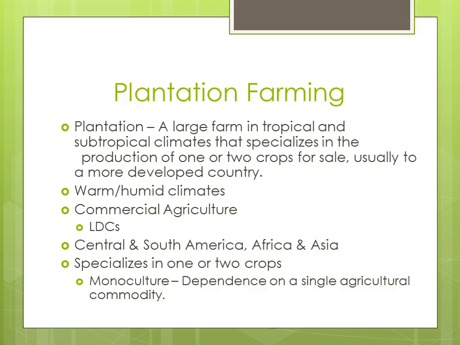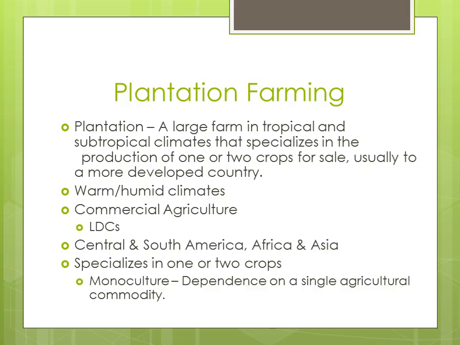And so areas that we see it, Central and South America, Africa, Asia, again, really all periphery and semi-periphery states in one way, shape, or form. As the definition suggested, it really focuses on one or two crops. There's something that they specialize in. They are very efficient in what they do, and that's in order to make a profit. It's commercial. And so they're going to specialize in one or two crops, and this is a vocabulary term that we can introduce called monoculture, dependence on a single agricultural commodity.